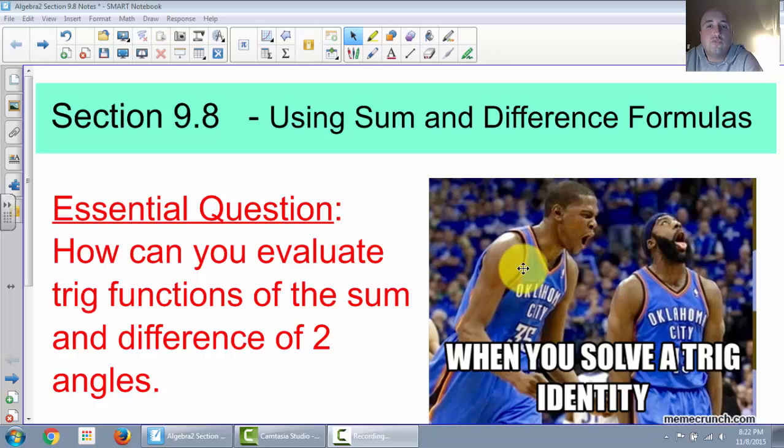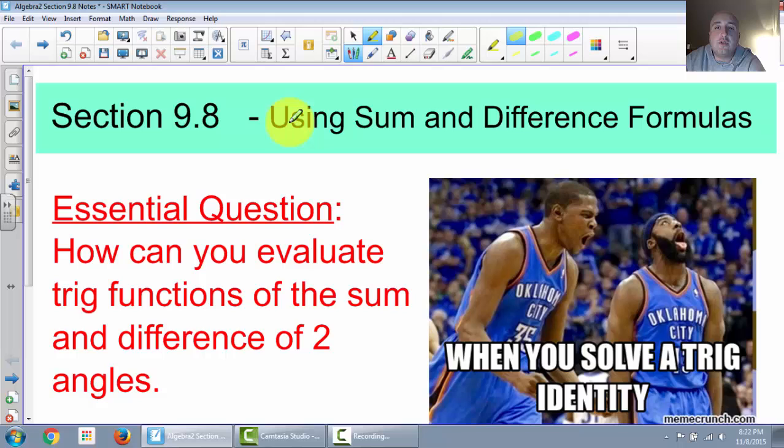All right, welcome to finally the last section of our trig chapter. This is section 9.8, using sum and difference formulas. And the essential question that at the end of this section you're going to want to know is how can you evaluate trig functions of the sum and difference of two angles? That's our important question that we're hopefully going to be able to answer when we're done.